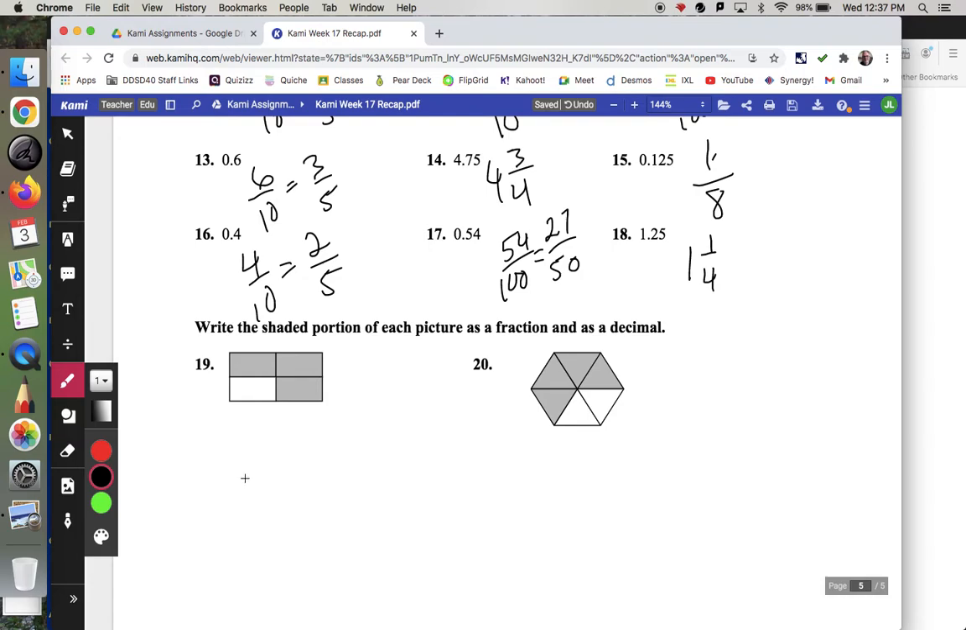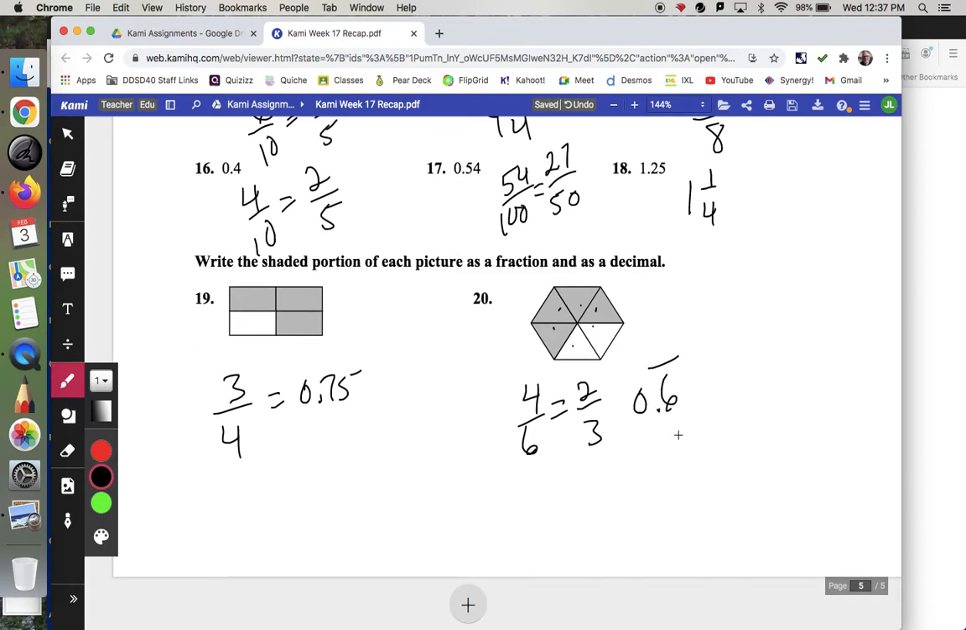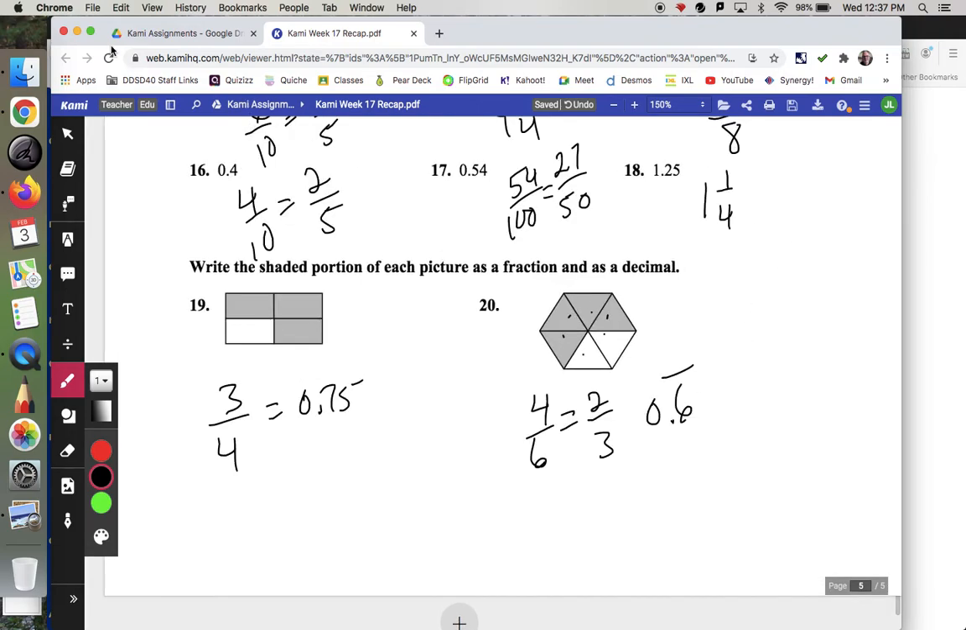Okay, this is 3/4 of it is shaded, or 0.75. And this has 1, 2, 3, 4, 5, 6. So it's 4/6, which is 2/3, and it's 0.6 repeating. Okay, so that is an answer key for week 17. And now let's look at week 18.